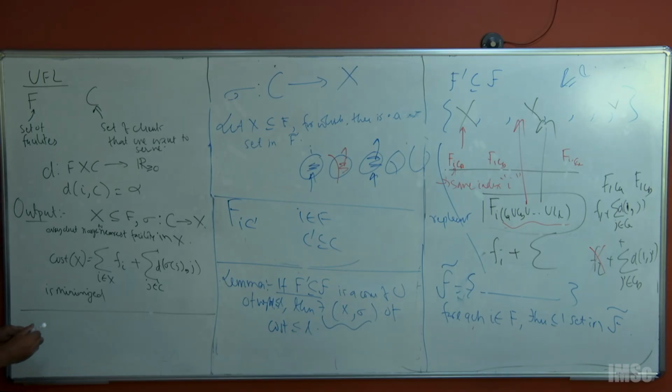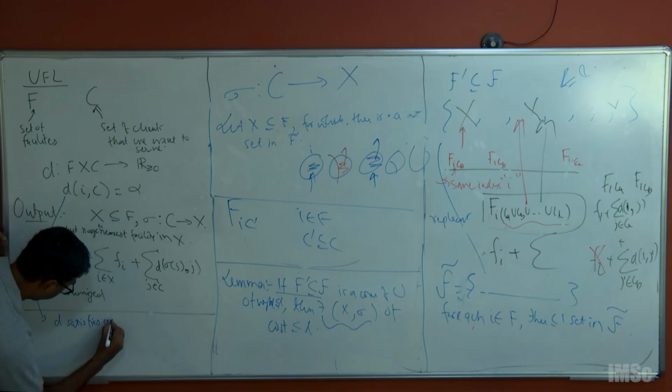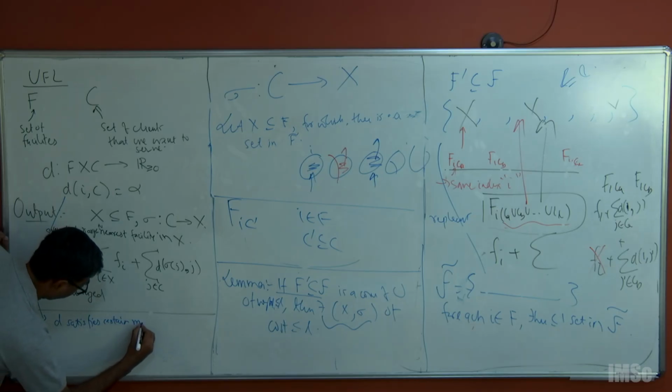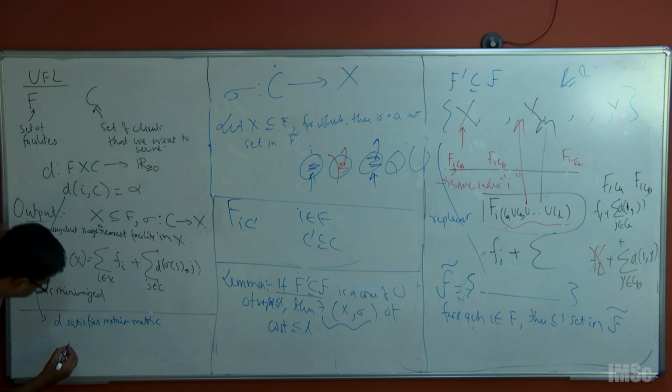But now I'm going to assume that D satisfies a certain metric. So what is the meaning of D satisfies a certain metric?